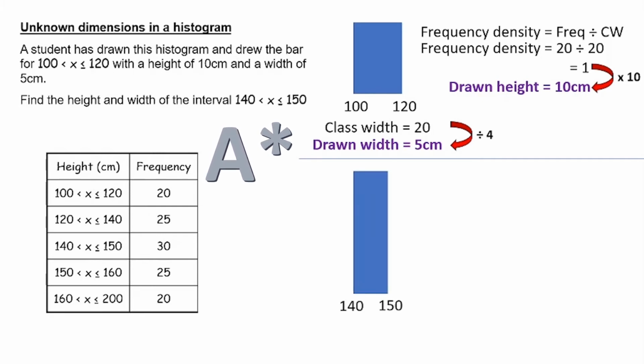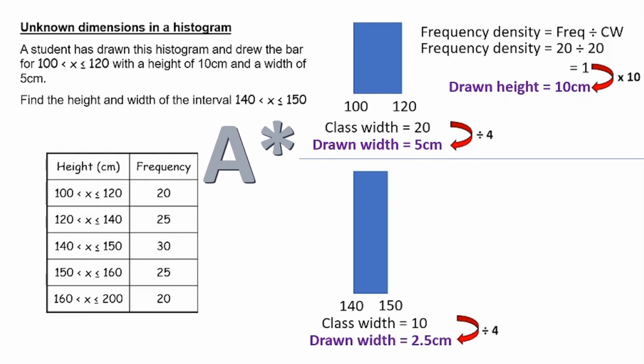We're asked to find the height and the width of the interval 140 to 150. Let's start focusing on the width. I know the class width is 10, and I know the scale factor for class width to drawn width is to divide by 4. So 10 divided by 4 lets me know that the drawn width is 2.5 centimeters. I could have just looked at those and seen that this class width is half the size of the previous one, so the drawn width will also be half the size. Sometimes intuition can kick in, but apart from that, use this technique and the scale factor to know exactly what the drawn width is.